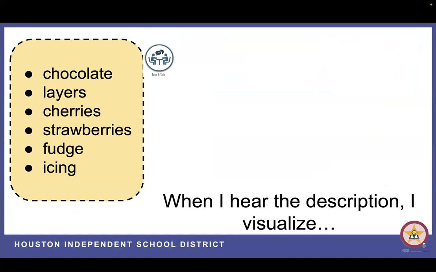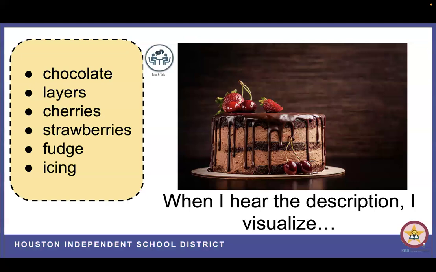Listen to these words: chocolate, layers, cherries, strawberries, fudge, icing. When I hear this description, I visualize a beautiful chocolate cake. I can see the layers, the bright red cherries and strawberries on top, and the rich fudge dripping down the sides. I can almost taste how sweet it would be, and smell the chocolate. That's exactly what we want to do when we read. Create those vivid pictures in our minds.